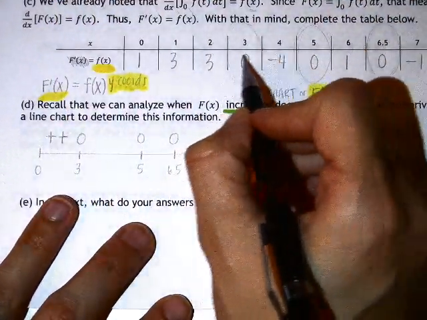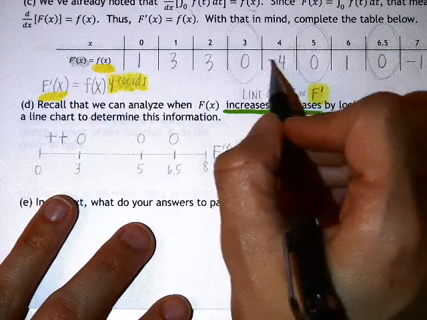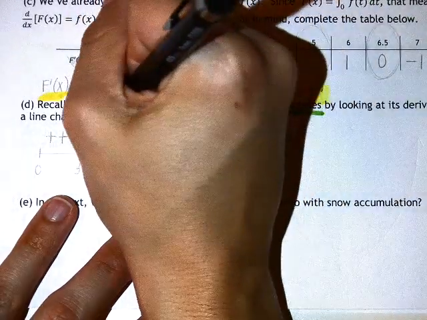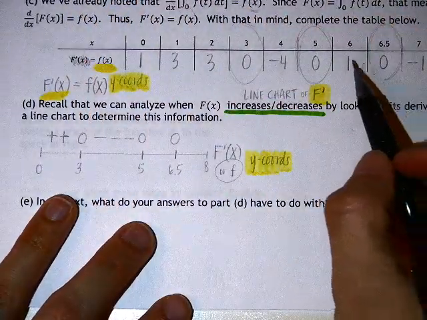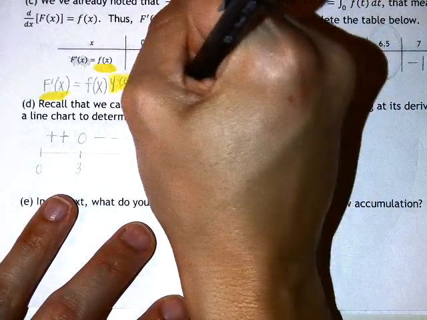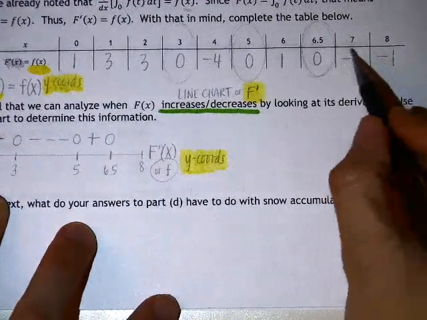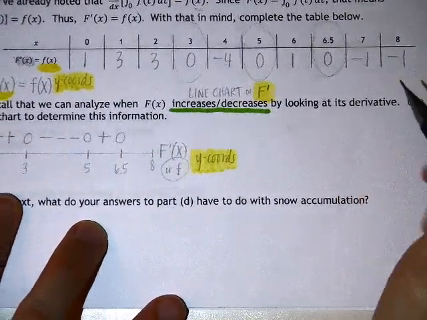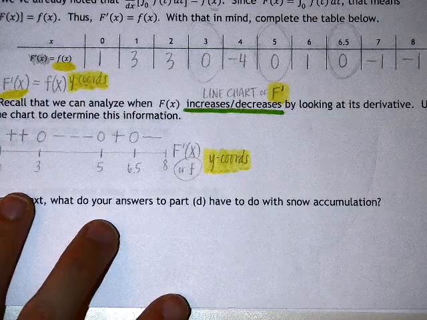The numbers between 3 and 5, it's not like you have too many choices to look at, must be negative. The numbers between 5 and 6.5, again, you don't have much to look at there, are positive. And the numbers between 6.5 and 8, again, not much of a choice, are negative.